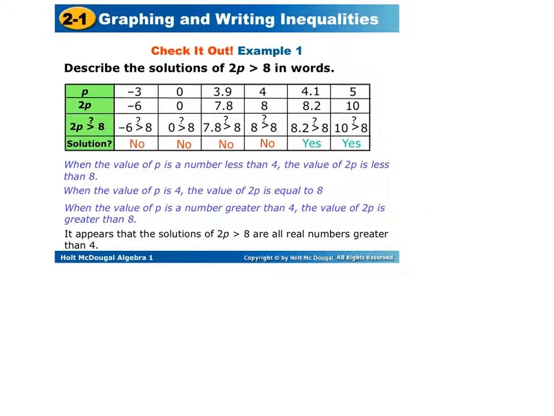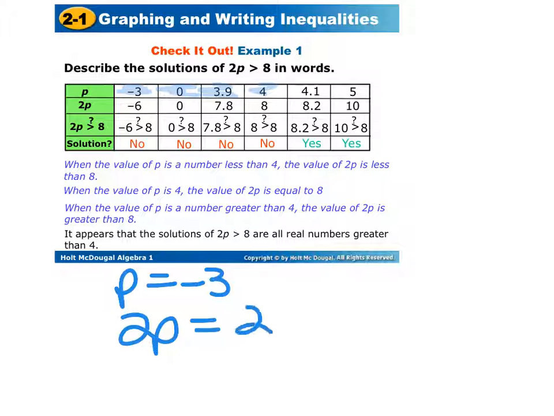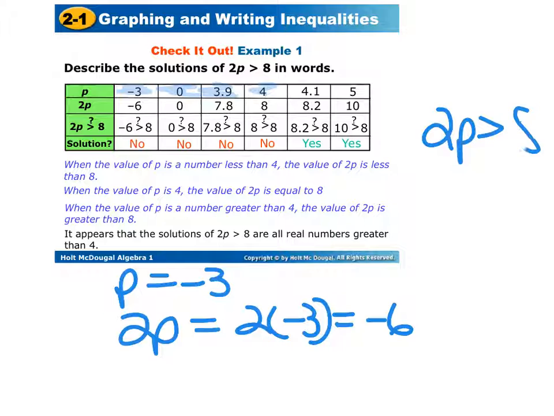They're doing the exact same thing, but this time it's 2 times the variable. So again, you would replace all of these for p and then test it out. If I plug in p equals -3 into 2p, that really means 2 times -3, which is -6. Now I'm going to plug it in here, 2p greater than 8. Is -6 greater than 8? No, it's not. And that's why they wrote no. So it's just asking you to test out different solutions.